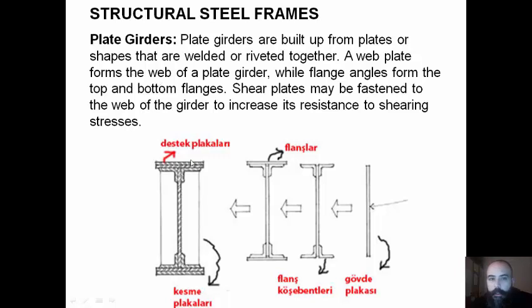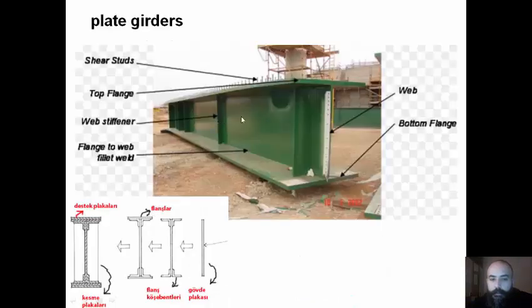A web plate forms the web of a plate girder, this one, while flange angles form the top and bottom flanges. Shear plates may be fastened to the web of the girder to increase its resistance to shearing stress. These two sides here: shear plates, web stiffeners, web and flanges.